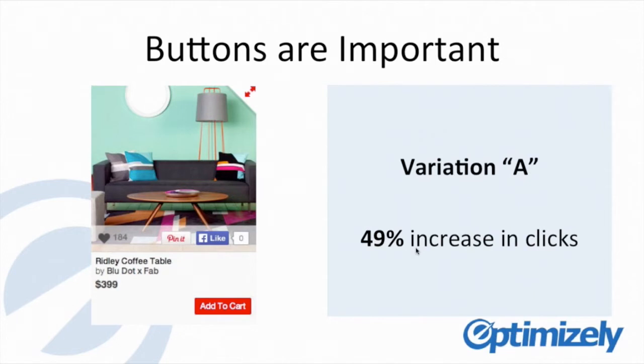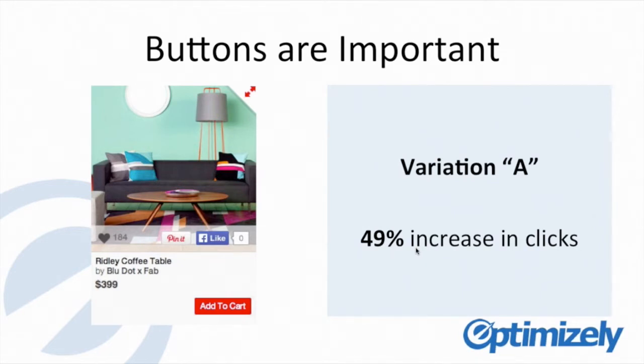This test had a major impact on their add to cart clicks. Variation A was the winner, where they had the larger button with the clear call to action, and that was able to increase their conversion rate by 49%. So there's a 49% increase in adds to cart. That is a huge number, and that was just a really easy test that they were able to set up. From this test, we have 2 key takeaways.